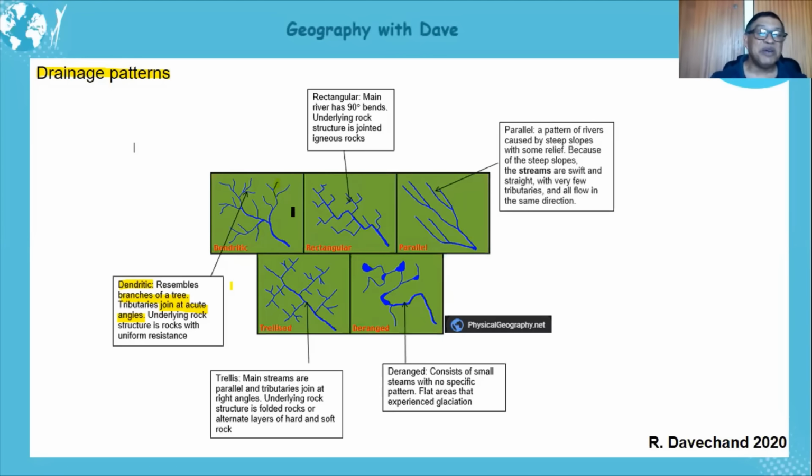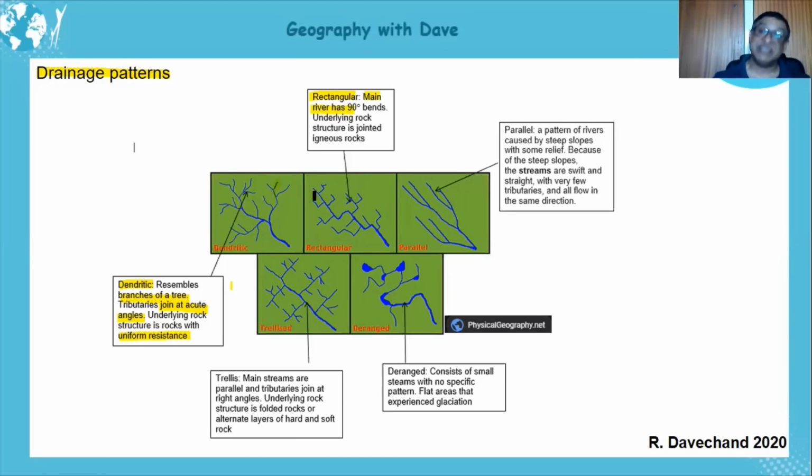All right, it's spread out quite evenly. So the underlying rock structure here is rocks with uniform resistance. Remember, there are different things here. We can say sedimentary rocks. That's not the underlying rock structure. That's the type of rock. Okay, uniform resistance is the underlying rock structure. Then we get one known as the rectangular pattern. Okay, here it's important to note the main river joins at 90-degree angles.